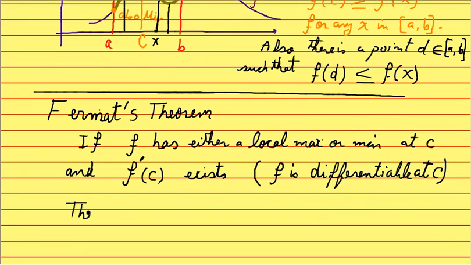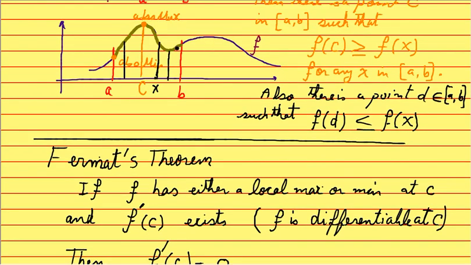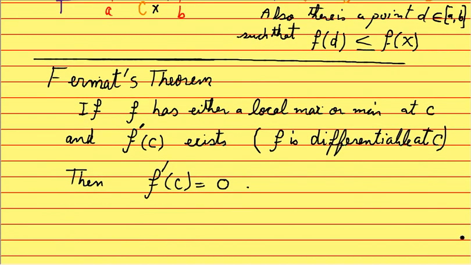Then we conclude a very important property. Then that derivative has to be 0. Let's see if you understand this theorem and if you understand the subtleties of this extreme value theorem. What is this theorem saying?